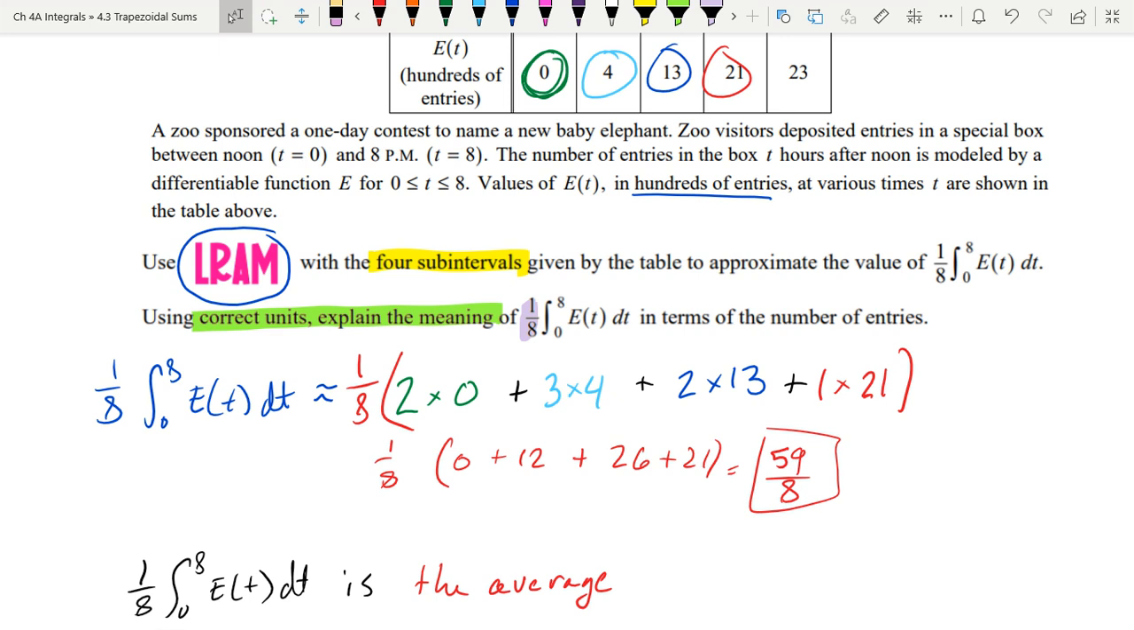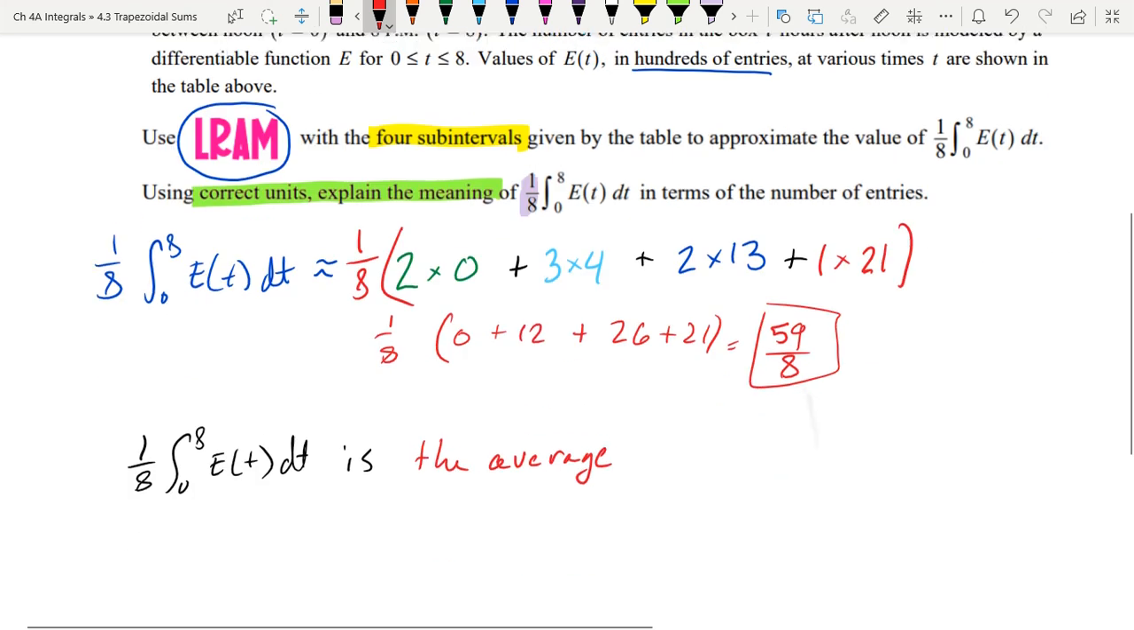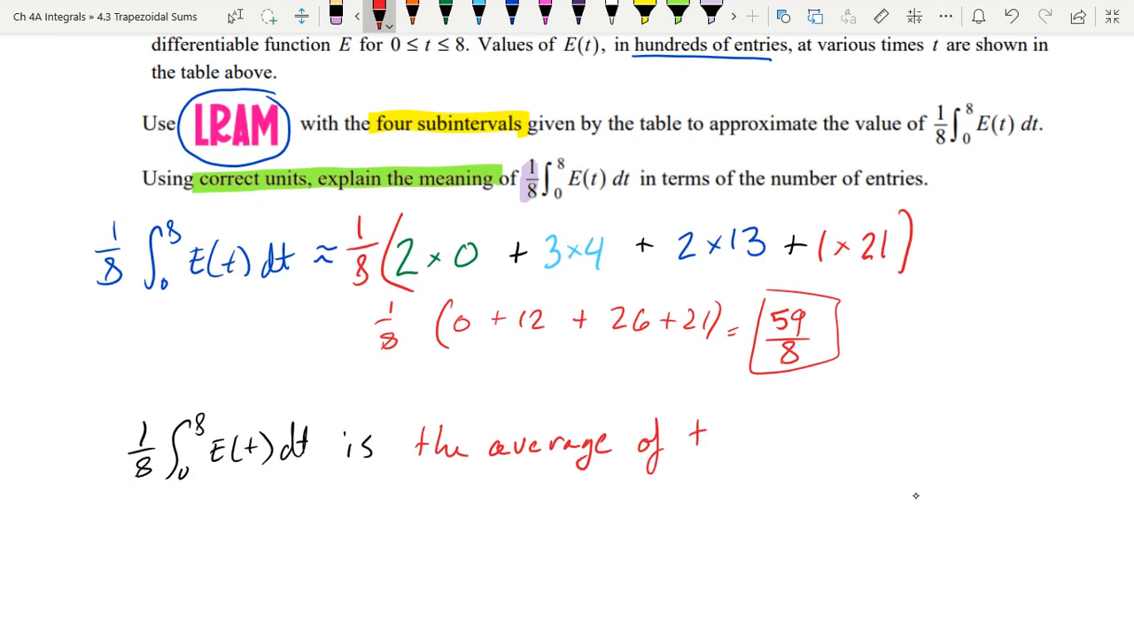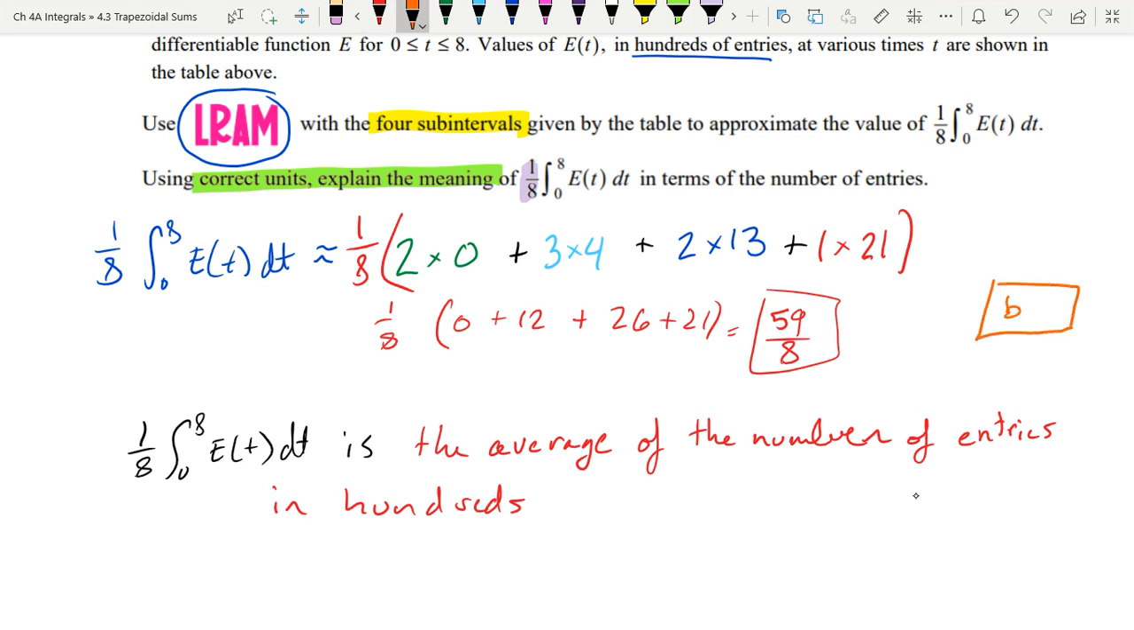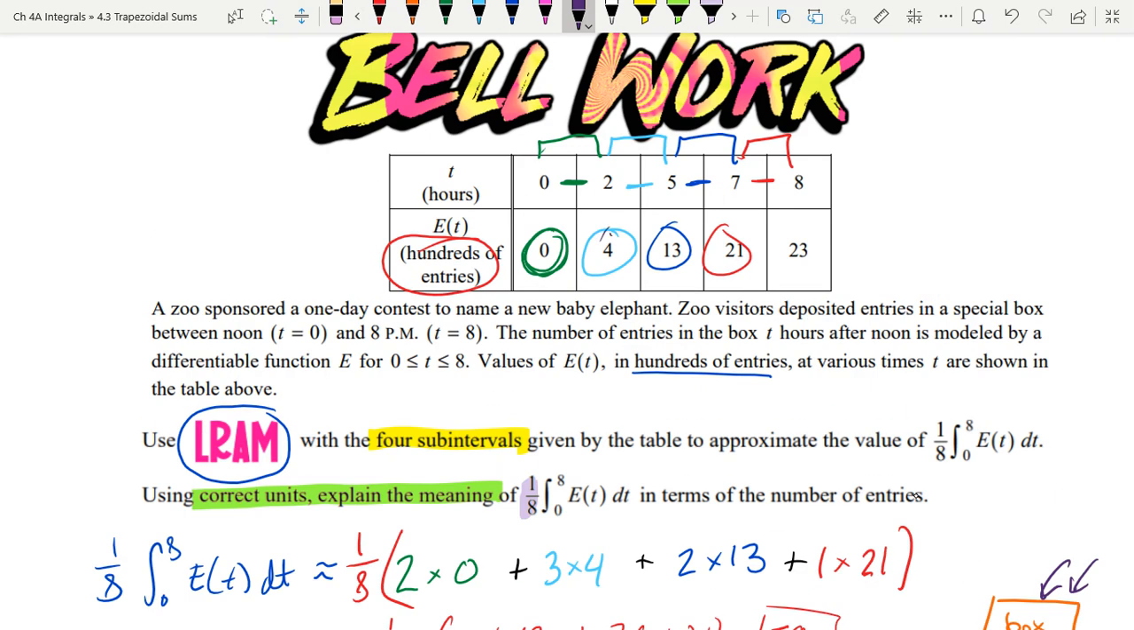And what did we integrate? What were the units on that thing that we integrated? Number of entries. That's what it is. This is the average of the number of entries in hundreds. That's kind of a dumb thing, but understand what we're doing. You've got a box. At time 0, there were 0 entries, and then people kept putting entries in. At 2 hours, there were 400 entries. At 5 hours, there were 1,300 entries, and so on.